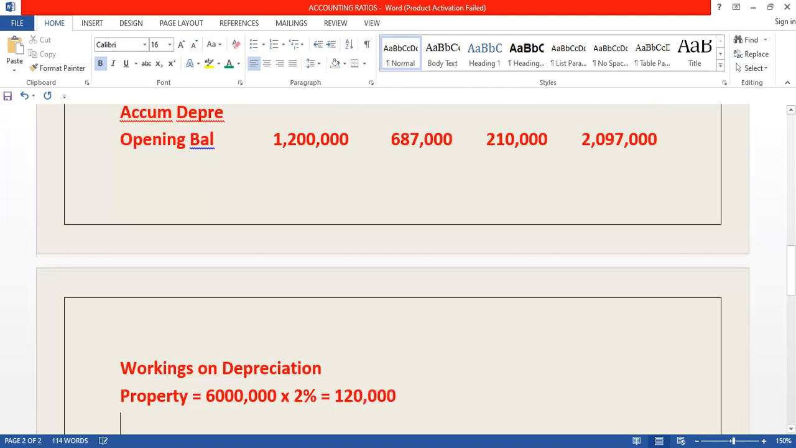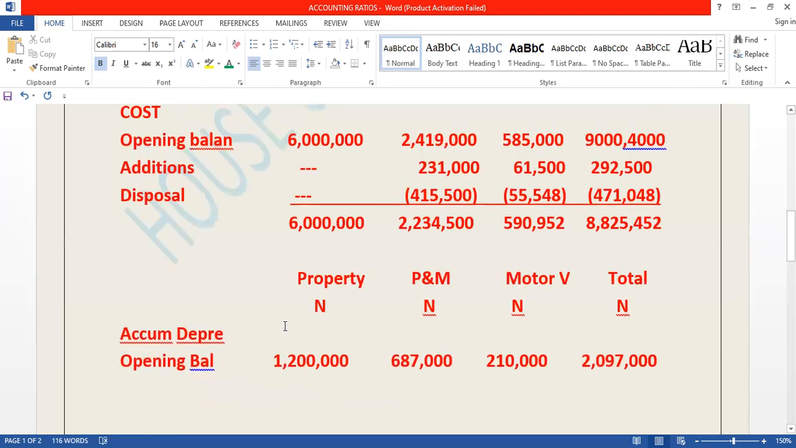Okay, we have another asset called plant. What is the cost of that asset? 2,419,000. Now, what we are going to do is this. What is the previous cost minus this new one? What do we get?